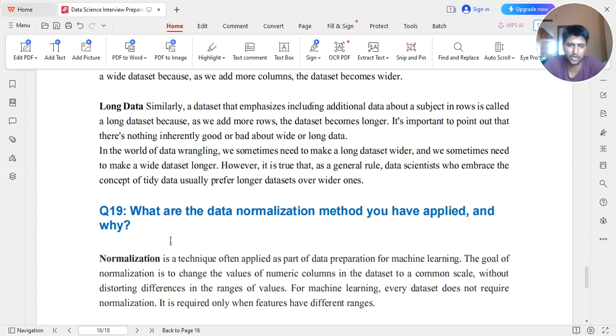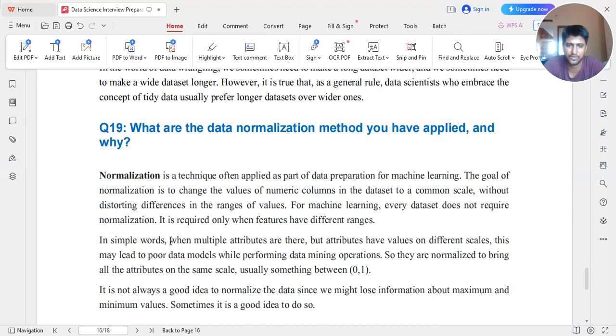Okay, what is the data normalization method you have applied and why? Normalization is a technique often applied as part of data preparation for machine learning. The goal of normalization is to change the values of numeric columns in the data set to a common scale without distorting the differences in the ranges of the values. Not every data set requires normalization. It is required when the features have different ranges.